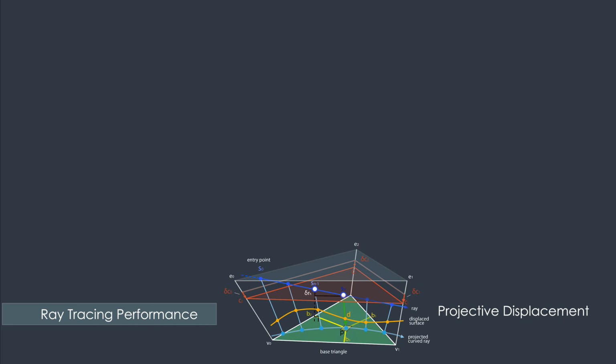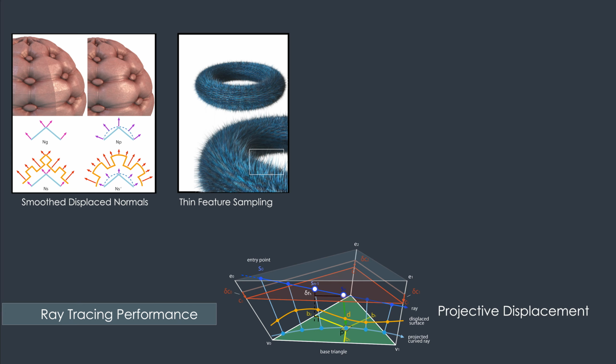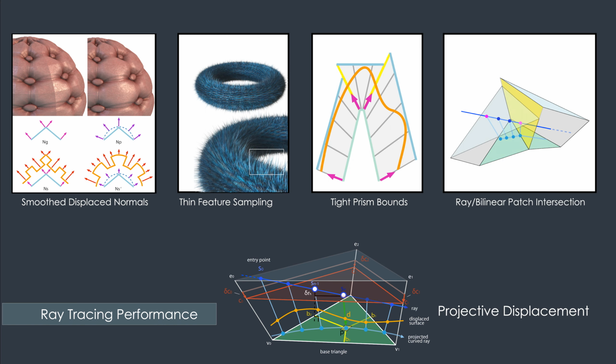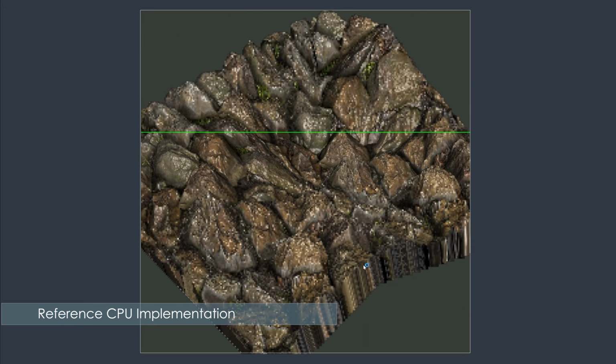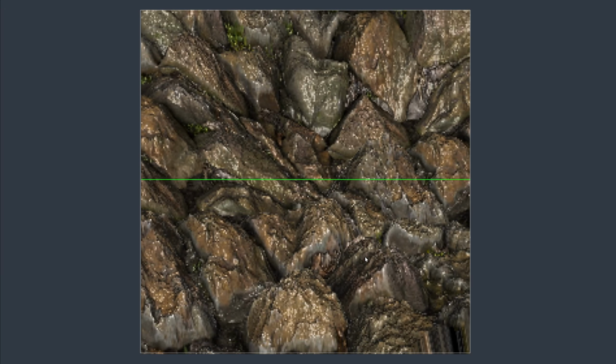While projective displacement mapping is a direct ray marching method, we achieve high quality for modest sample spacing by introducing smooth displaced normals, stochastic sampling for thin features, tight BVH prism bounds, and accelerated ray bilinear patch intersections. We validate our method with a ray-traced reference implementation on the CPU and make this code available open source.